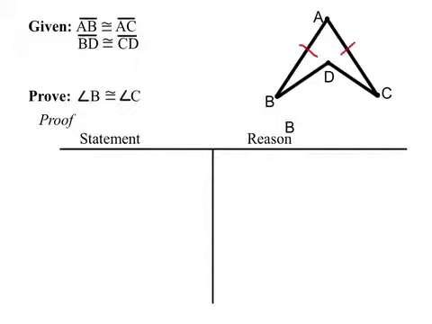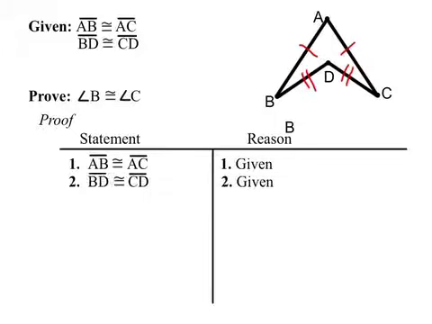Well, the first thing we're going to do is mark up based on the given. Then we're going to state the first given, and then the second given. And now here's where our auxiliary line comes in. We're going to draw AD, and we can do that because 2 points determine a segment. And now let's show how we've drawn it. And there it is, the red segment from A to D.